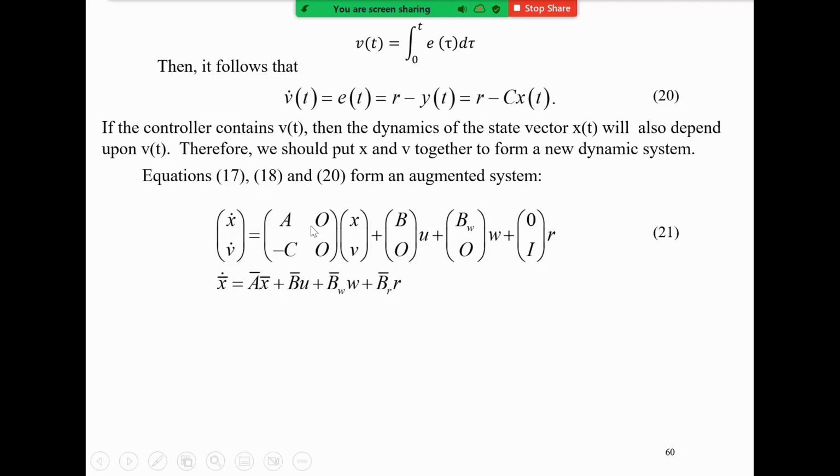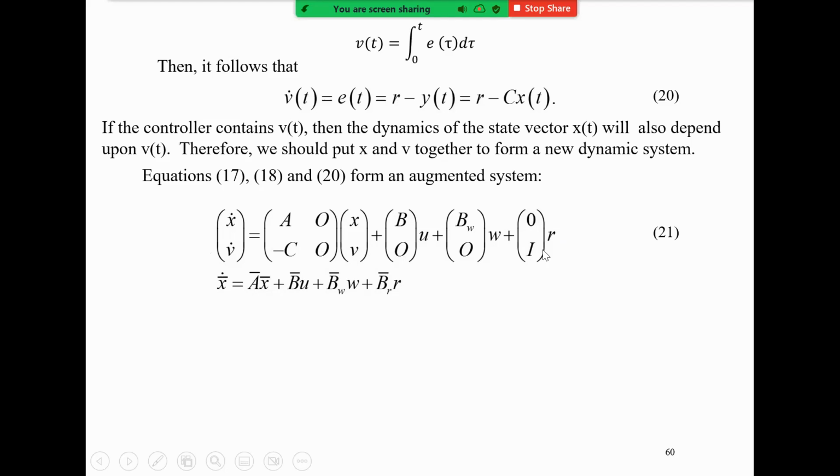Okay, X dot equals AX plus BU plus BW times W, and we also have the equation V dot. We put them together. V dot equals, because we have minus CX, so here we have minus C times X. All those are zero matrices. But because V dot is related to R, that's why eventually here we'll have to put this R as a part of the equation.